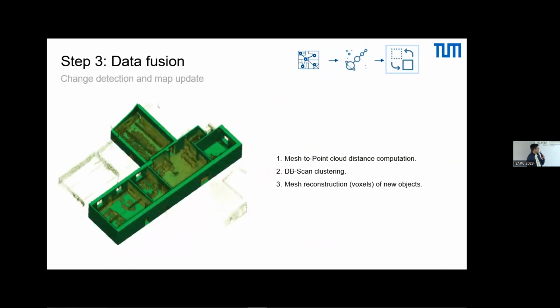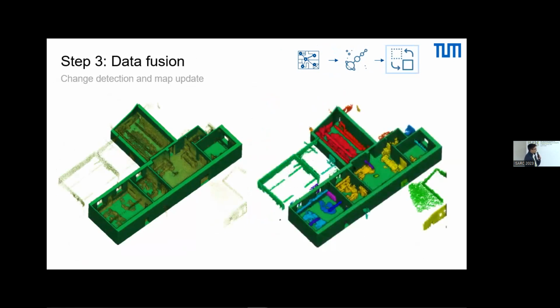Finally, to analyze the data already aligned with the BIM model, we try to detect positive differences in the environment, doing a mesh to point cloud distance computation, DBSCAN clustering, and voxelization. After that, we have new elements with different colors in the environment for better visualization.